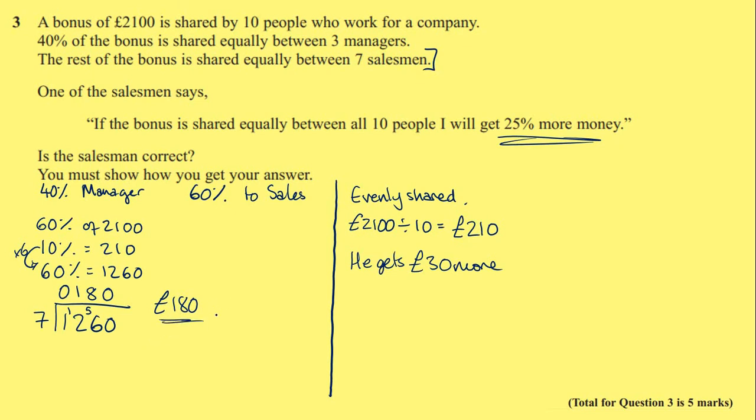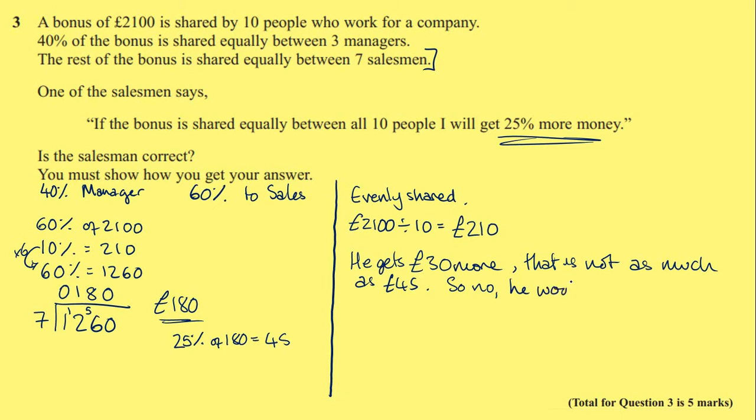Now, 25% of 180, you can halve it and halve it again. Half of it is 90, half it again is £45. He gets £30 more. Is that as much as this? No. Gets £30 more. That is not as much as £45. So no. He wouldn't get 25% more money. He'd get more, but he wouldn't get 25% more.